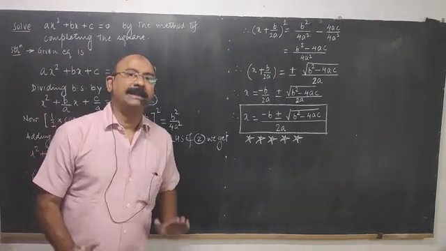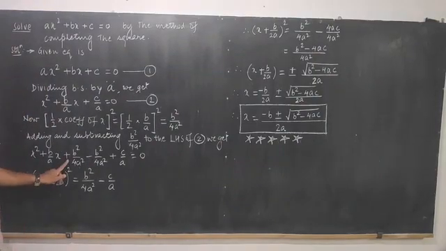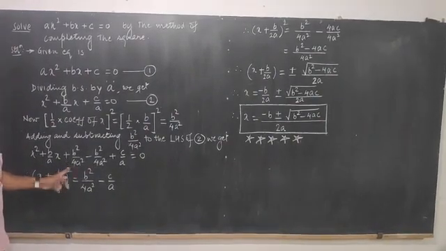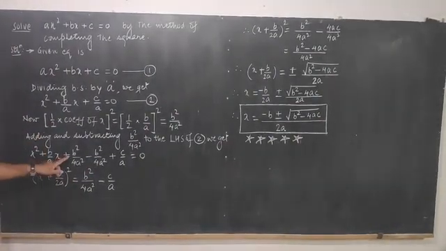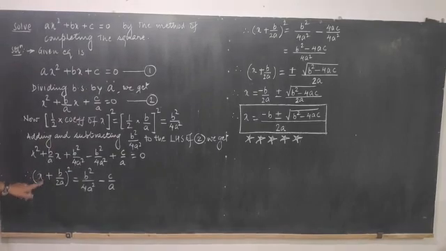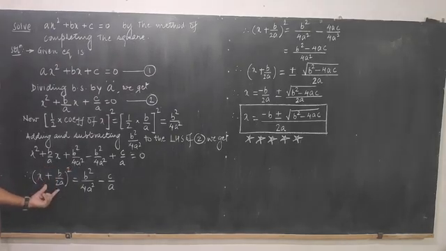And as usual, where to add is more important. In the third position we add, and in the fourth we subtract. First we always add, and then we subtract. Now the first three terms can be written in the form of a perfect square. How to write? Square root of the first term, sign of the middle term, and square root of the last term. The square root of the last term will be b by 2a, so I have written b by 2a whole square.